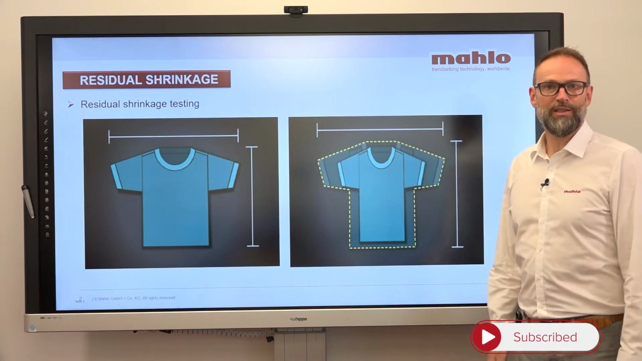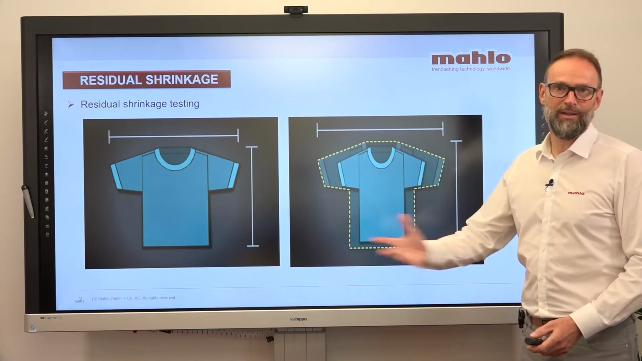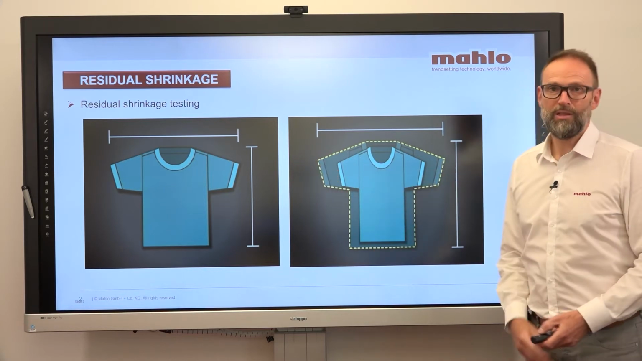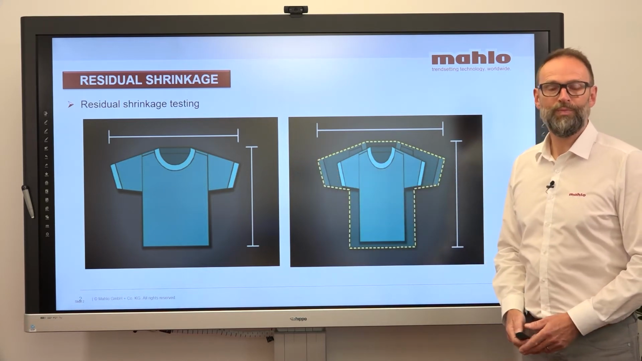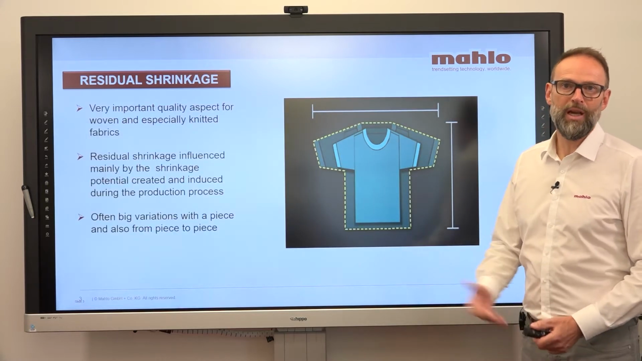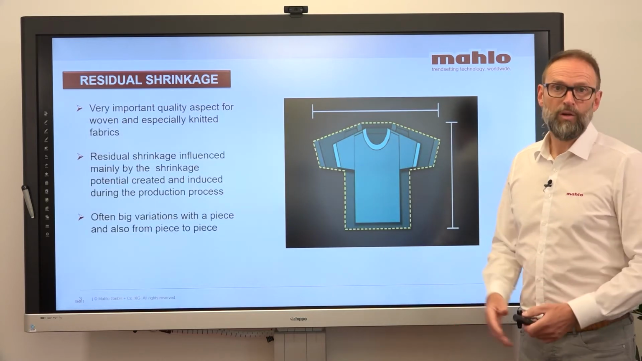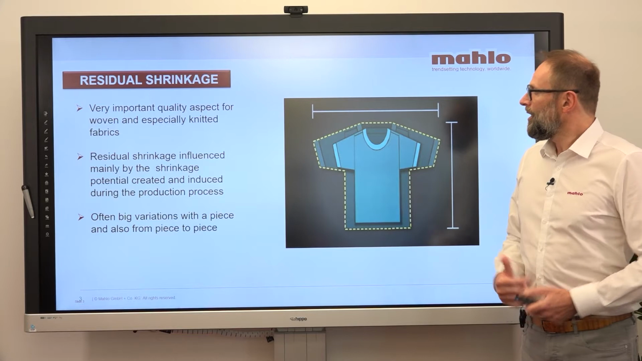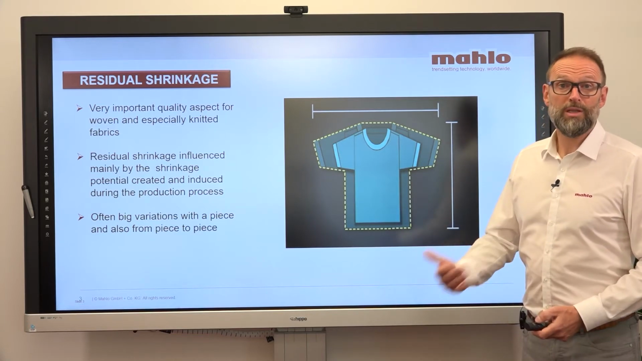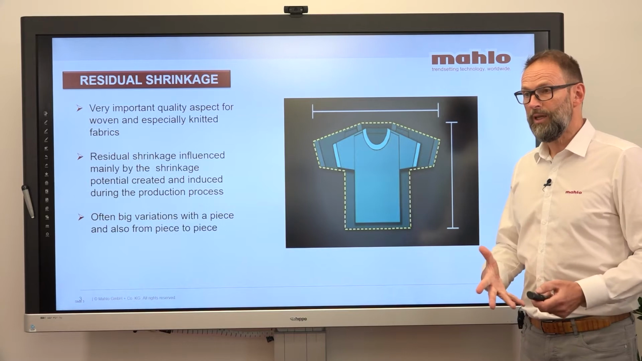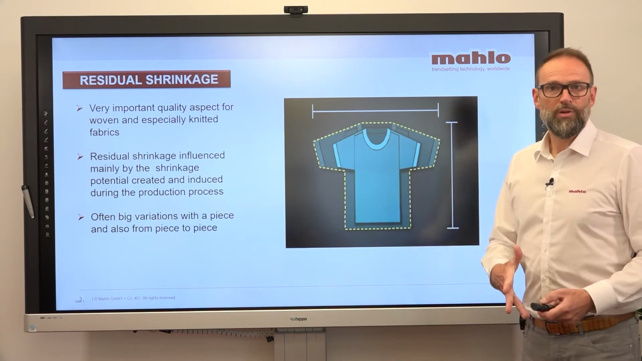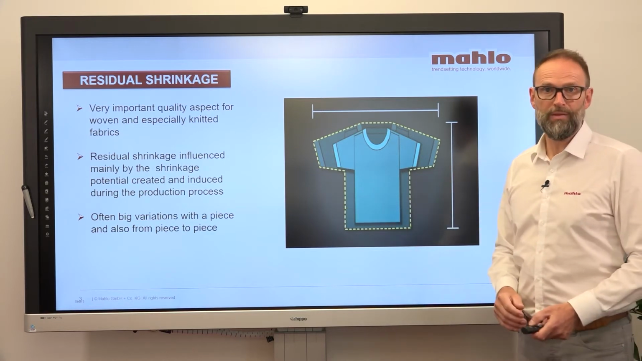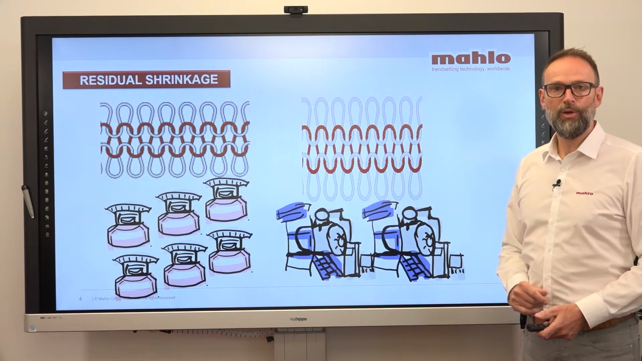Residual shrinkage is known by all of us. If we buy a t-shirt and after the first washing it doesn't look like that anymore, but looks like you have bought it for your kids. This is mainly happening with knitted goods. It can also happen with some woven goods, but it's mainly a problem coming from the production process of those knits. Due to this production process, this variation can happen not only from piece to piece, but also within one piece. Why? I'm going to explain.